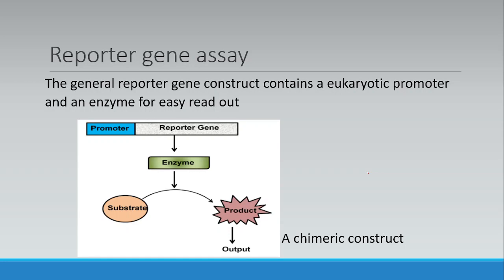So the mere presence of a reporter gene will report or indicate the presence of a recombinant. Here we have a chimeric construct, which is carrying a eukaryotic promoter and the reporter gene, which will code for an enzyme that converts the substrate into a product which is easy for us to read out. We are going to talk about two types of reporter gene assay in this video.